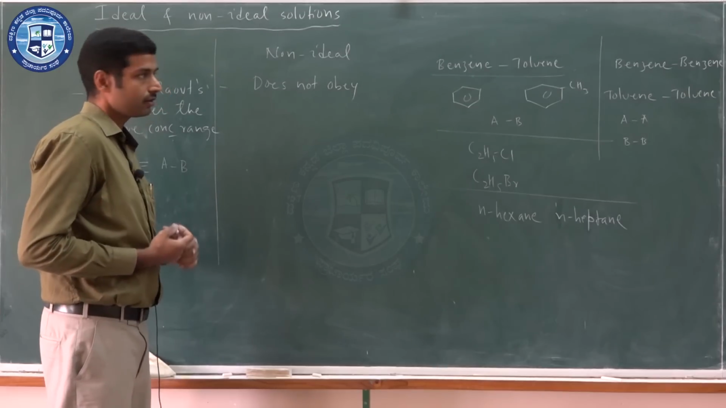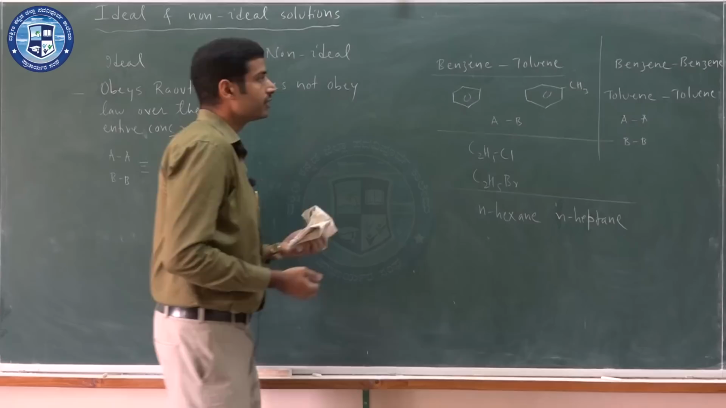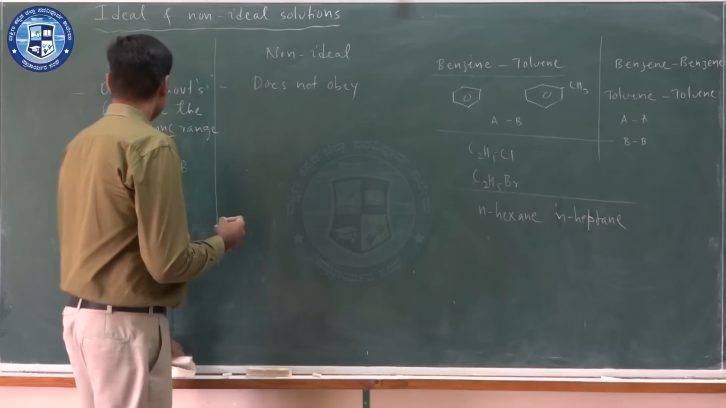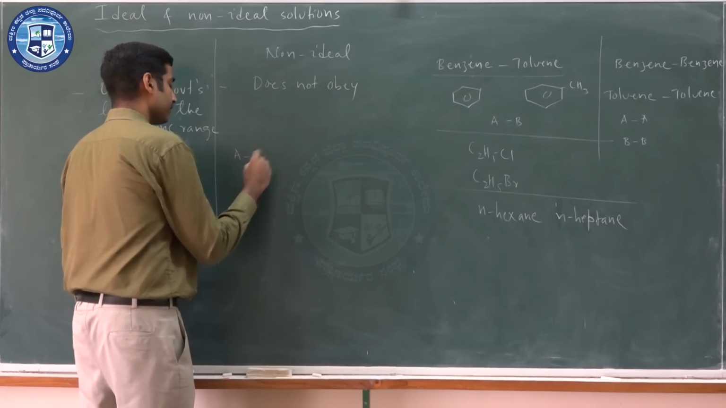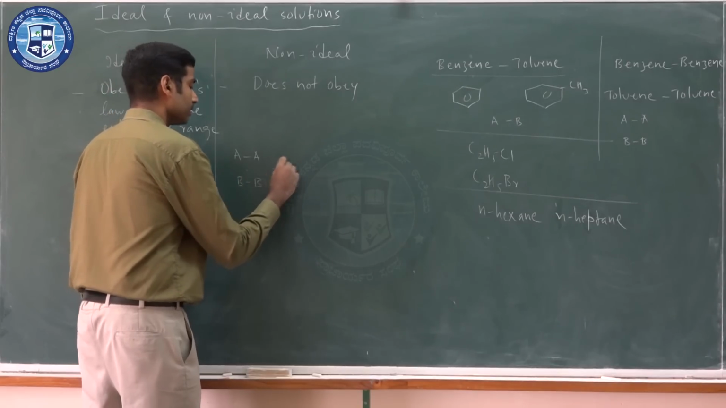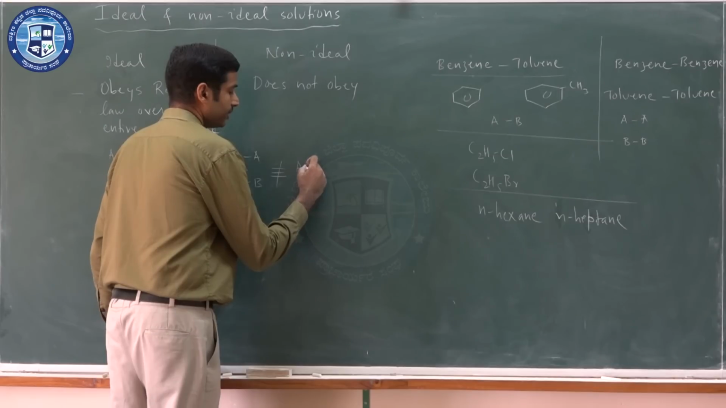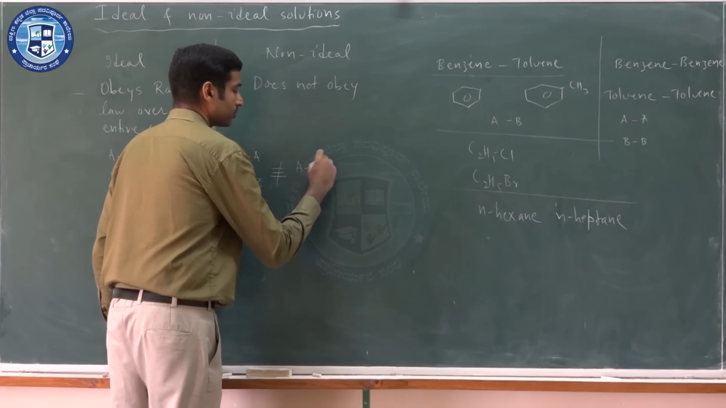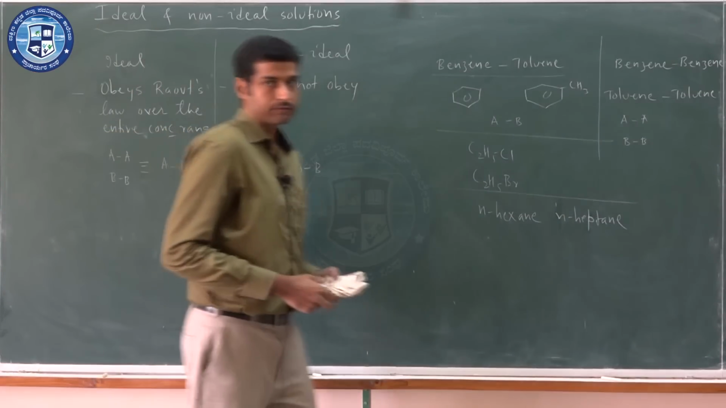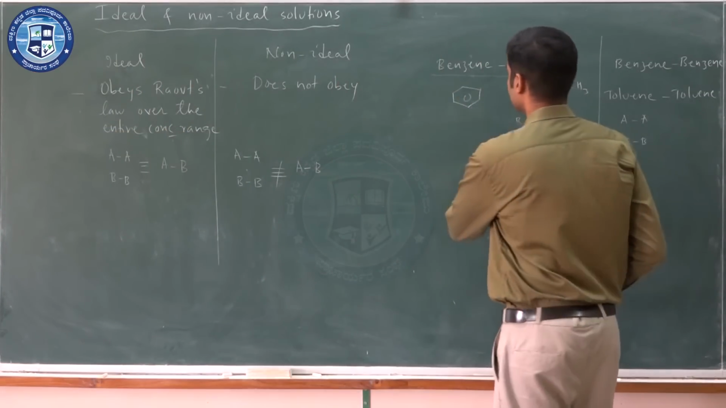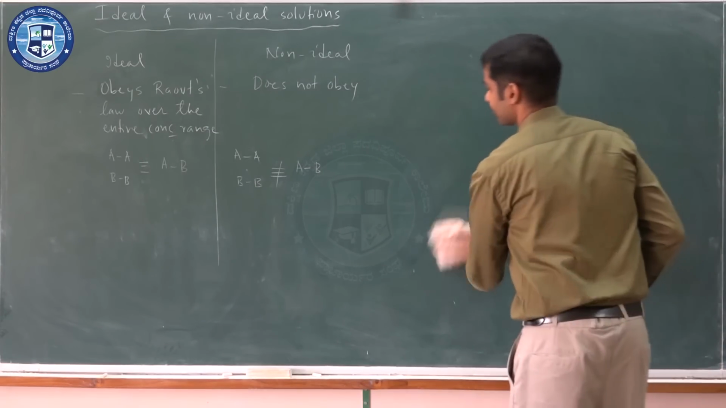But then there are several examples which will not exhibit this behavior. So, what will happen in such cases? The intermolecular interaction in the pure components, which I have represented as AA interaction or BB interaction, will not be equal to the intermolecular interaction present in the component of the solution. So, AB interaction is not identical. Now, what will happen because of this? What will be the consequence if the interaction is not the same?